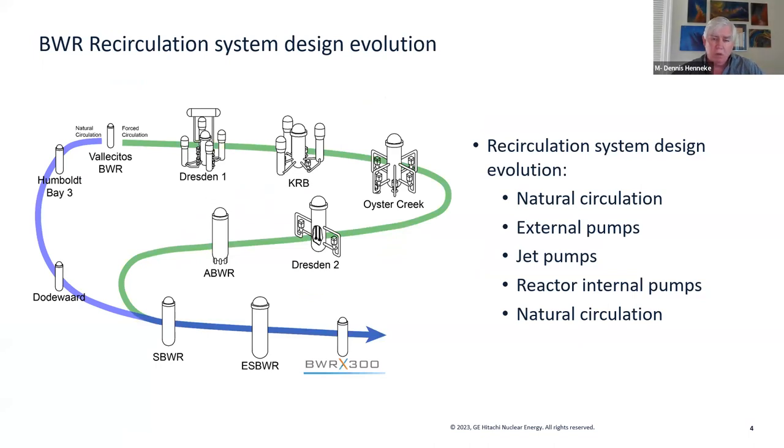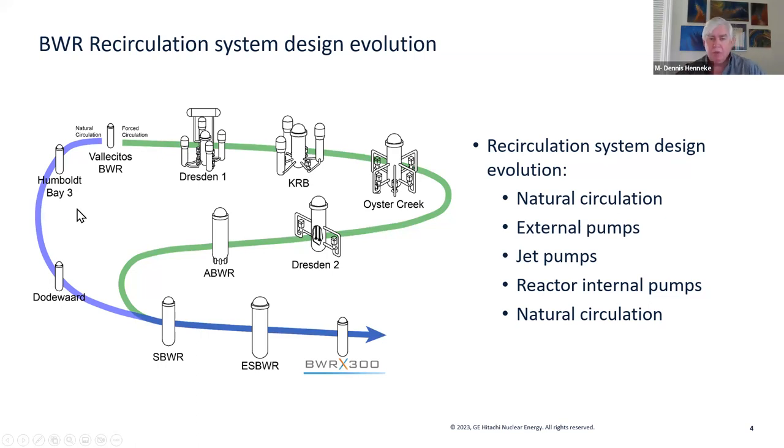As far as historical, from a GE standpoint, we actually have two different routes to get where we are today. You'll see the very first reactor that was licensed in the U.S. is the Vallecitos. That was license number one in the U.S. for power plants. That was a natural circulation plant. And we built several reactors that continue to be natural circulation plants.